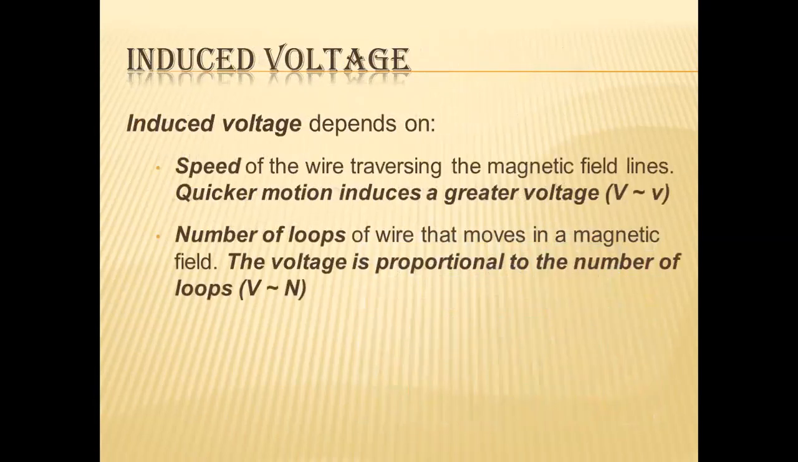So the induced EMF or voltage depends on some factors. They are the speed of the wire traversing the magnetic field. The more the speed, the more the EMF generated. The induced voltage in the coil also depends on the number of loops of the wire that moves in the magnetic field. The voltage that is induced is proportional to the number of loops in the coil. That is, the more turns or loops in the coil, the more EMF is induced in the coil.